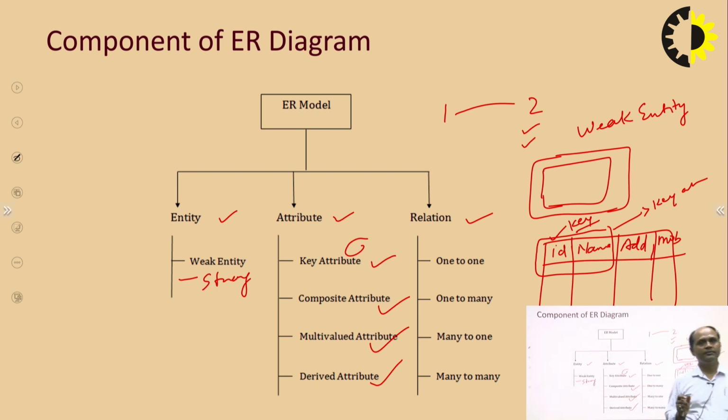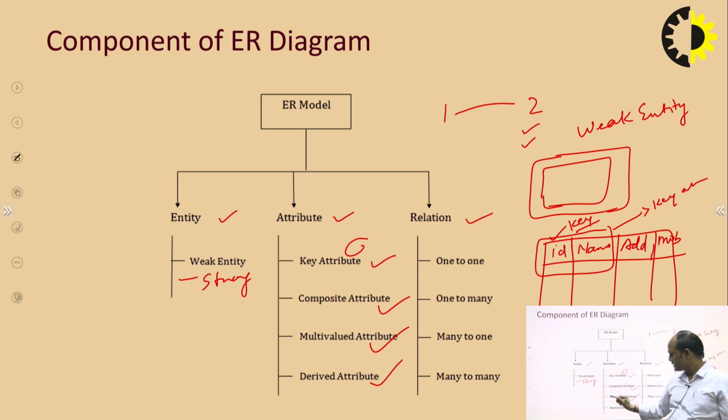If we cannot define a key attribute or prime attribute in a particular table, then we can merge two attributes into one and consider it as a key attribute. This is called a composite attribute.